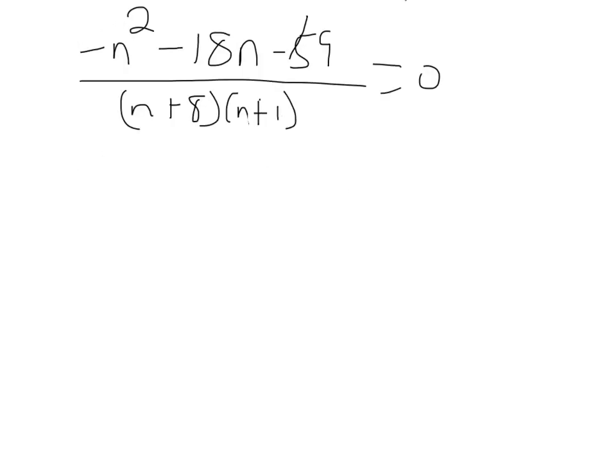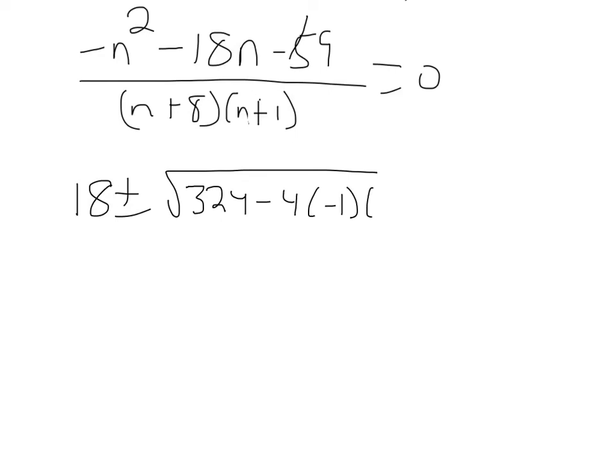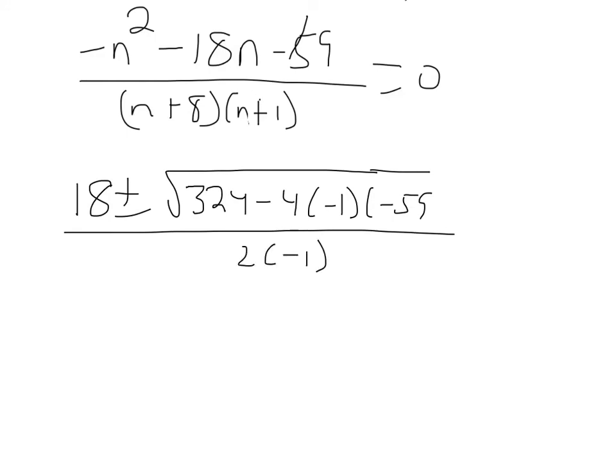Well, it's clear we're going to have to do the quadratic formula. So I'm going to have 18 plus or minus the square root, and any number squared is going to be positive. So I'm going to have 18 times 18, and that's equal to 324. Then minus 4 times negative 1 times a negative 59. All over 2 times a, which is 2 times negative 1.